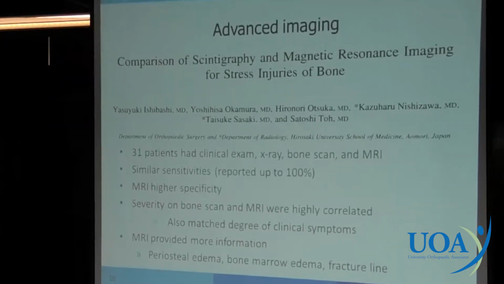So as far as advanced imaging is concerned, in a case like this, I'm really not going to use it because clinically, I'm pretty sure about my diagnosis. The x-rays tell me that I don't have an advanced stage stress injury. And there's some data out there to show that if we do move on to the advanced imaging, we have very high sensitivities, both MRI and bone scan. I tend to use MRI and almost never bone scan, because MRI doesn't involve radiation and bone scan does.